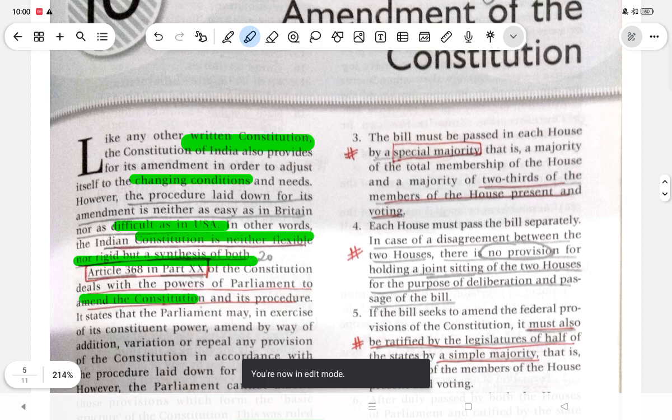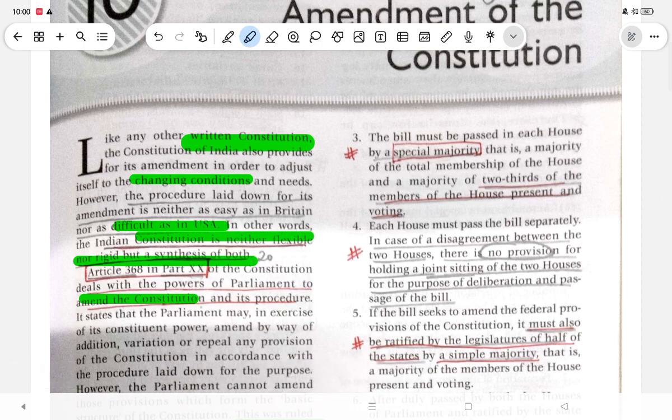Third, the bill must be passed in each house by a special majority, that is, a majority of the total membership of the house and a majority of two-thirds of the members of the house present and voting. Fourth, each house must pass the bill separately. In case of disagreement between the two houses, there is no provision for holding a joint sitting of the two houses for the purpose of deliberation and passage of the bill.